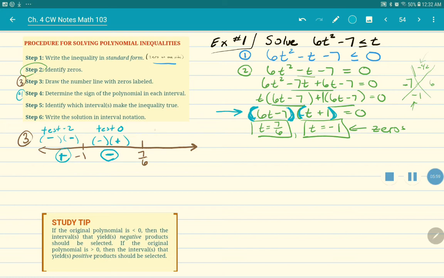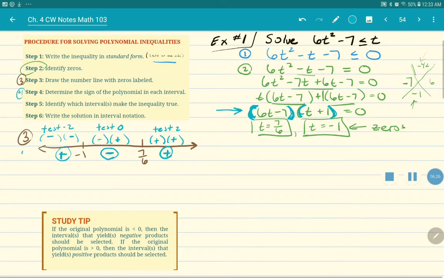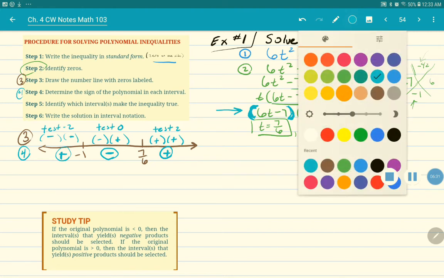And then on the right, I could test 2. Plugging in 2 for t, 6 times 2 is 12, minus 7, that's a positive. And 2 plus 1 gives me a positive. So on the right side, I have all positives. So I did step 4. All right, moving on to step 5.